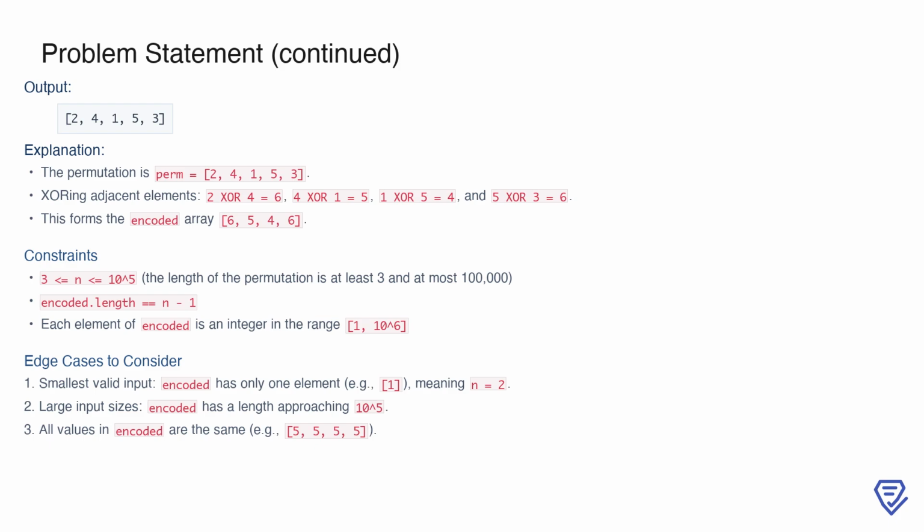Now let's consider another example. Suppose the input is encoded equals [6, 5, 4, 6]. The output, in this case, is perm equals [2, 4, 1, 5, 3]. Here's how it works. If we take this permutation and XOR adjacent elements, 2 XOR 4 gives 6, 4 XOR 1 gives 5, 1 XOR 5 gives 4, and 5 XOR 3 gives 6. These XOR results match the encoded array, [6, 5, 4, 6]. This demonstrates how the permutation [2, 4, 1, 5, 3] is the original sequence that was encoded.